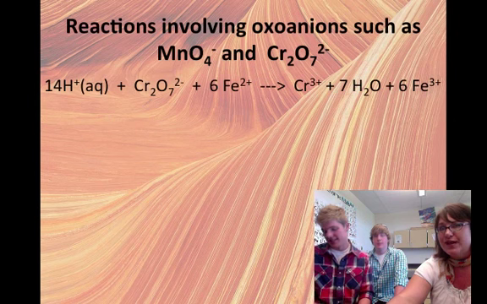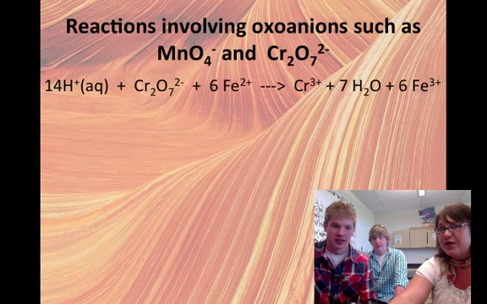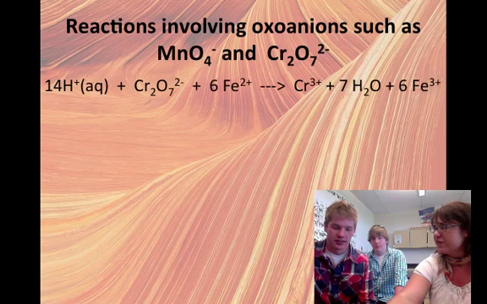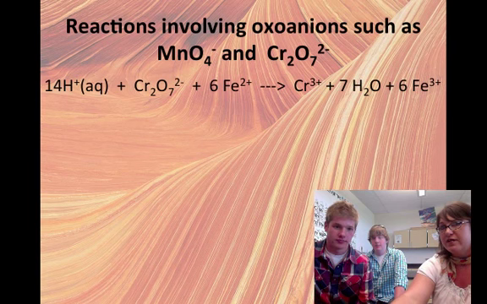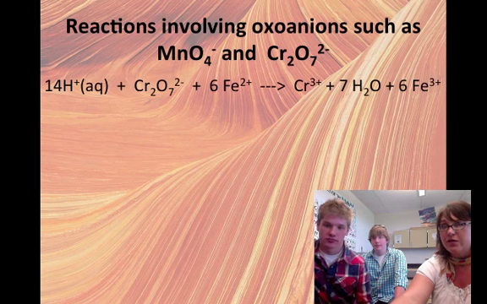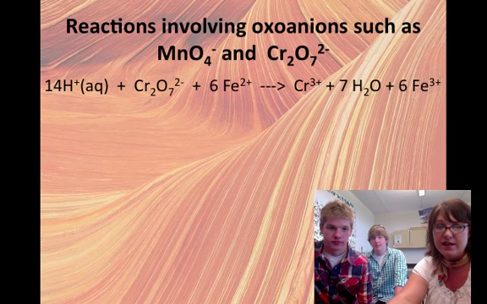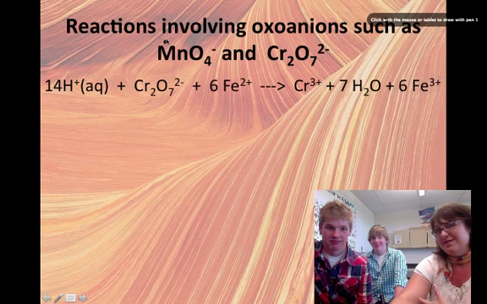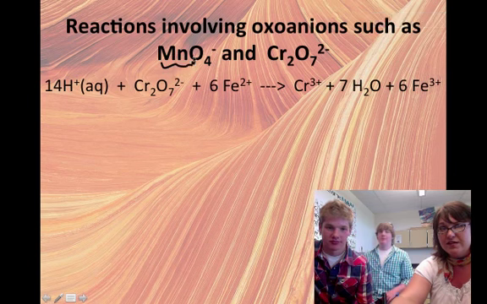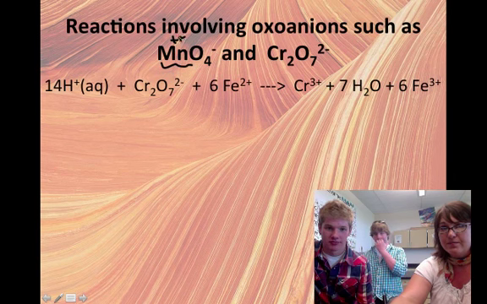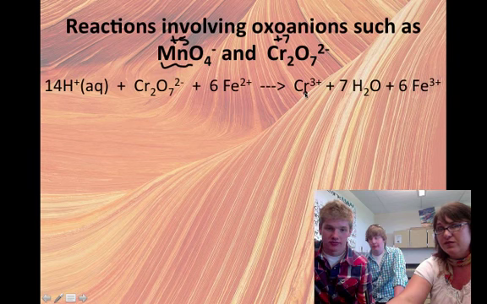Let's look at reactions involving oxoanions. And by oxoanions, we mean the polyatomic ions with oxygen in them, right? And here's our 2 biggest culprits, permanganate and dichromate. And you're going to get to know these guys so well. The charge of manganese in permanganate is plus 7, and the charge of chromium in dichromate is plus 6, and you'll remember that forever because you're going to use it so much.